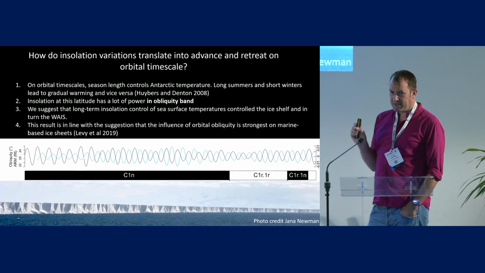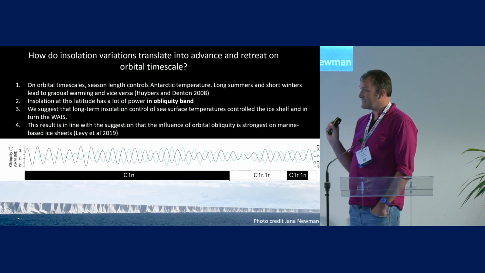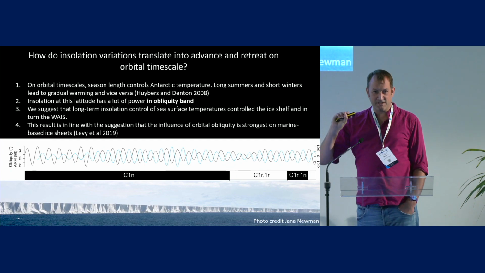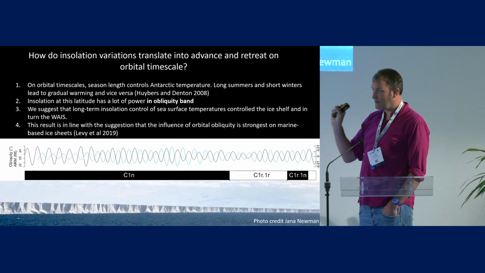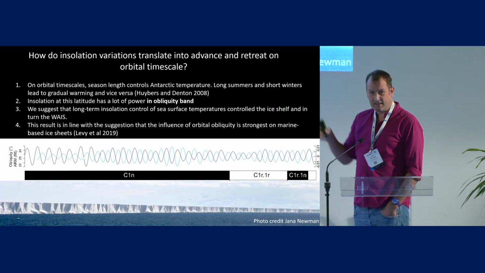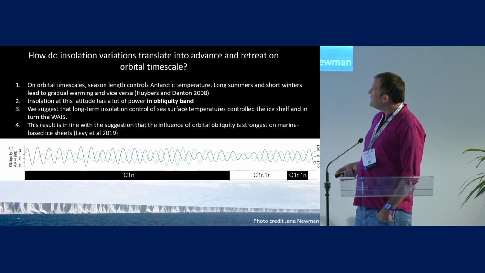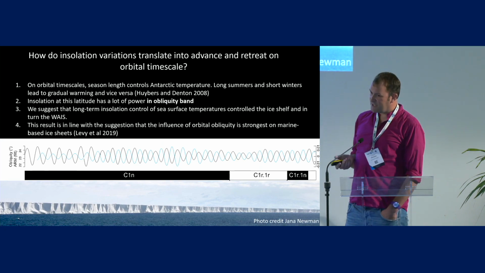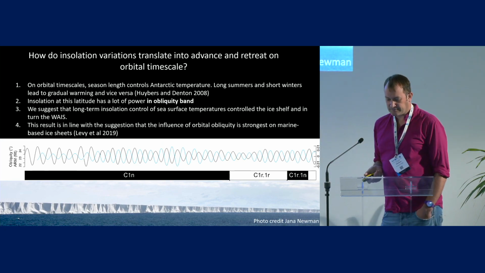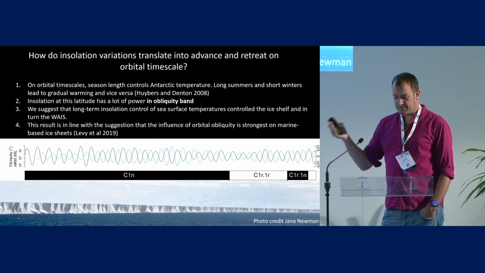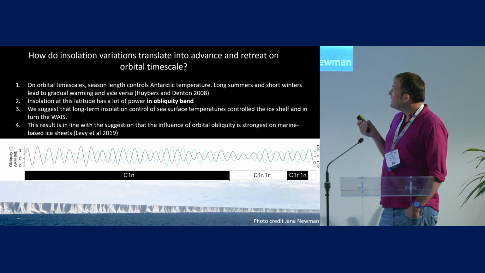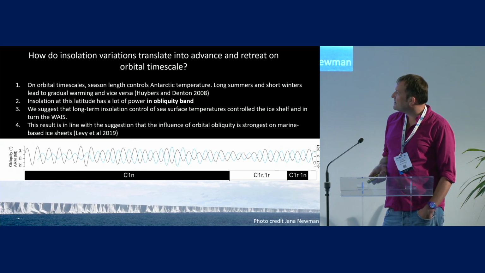And so when you do a spectral analysis, again, but you just look at the insolation variations at this latitude, where that core is, and at the Ross embayment, that area there, is extremely sensitive to obliquity. There's a lot of power in the obliquity band, and so we suggest that actually the long-term forcing, that long-term control, which is powered by obliquity, is controlling that ice margin and the West Antarctic ice sheet.